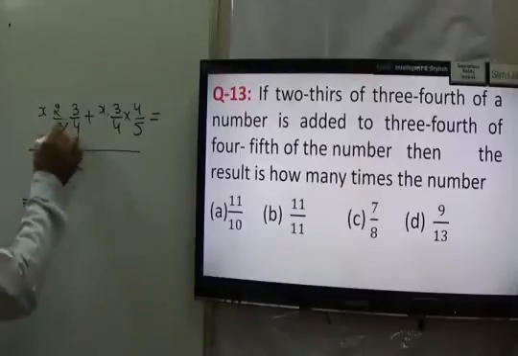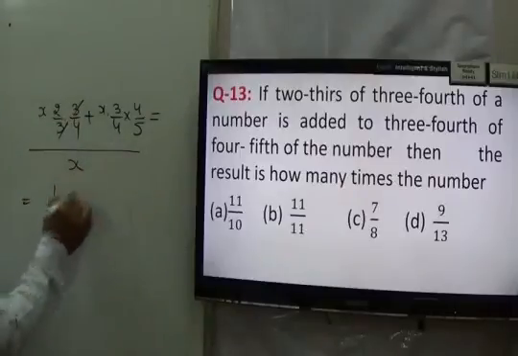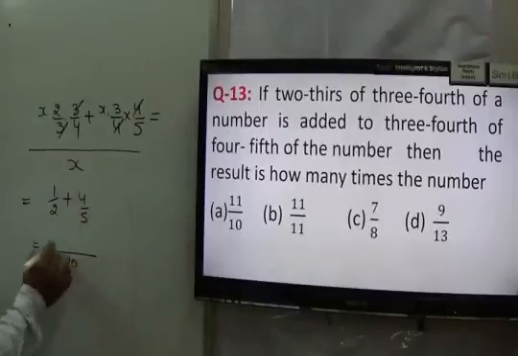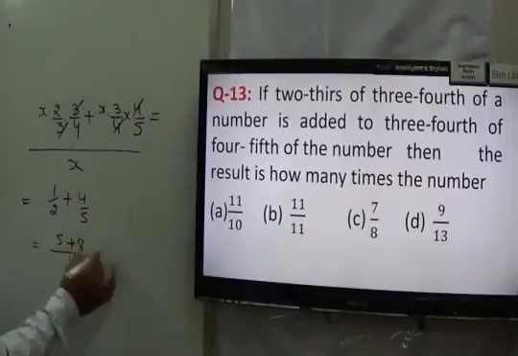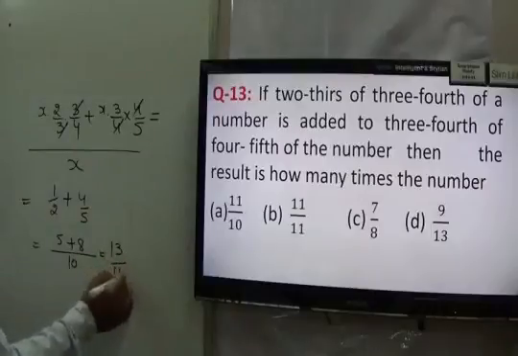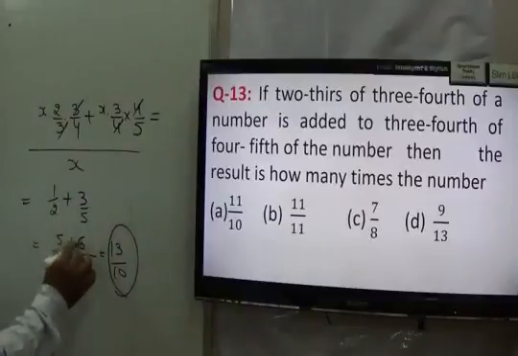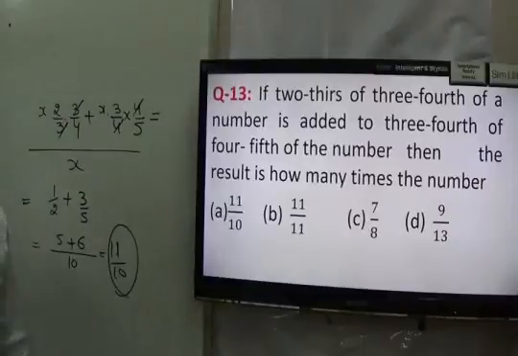So I can say 1 by 2 plus 4 by 5. LCM is 10. This may be 5 plus 8, 13 by 10. Sorry, that is 3 by 5. So you have to make it 5 plus 6, or here I can say 11 by 10. I can say my new number is 11 by 10 times the original number.